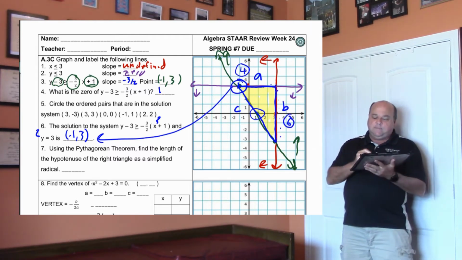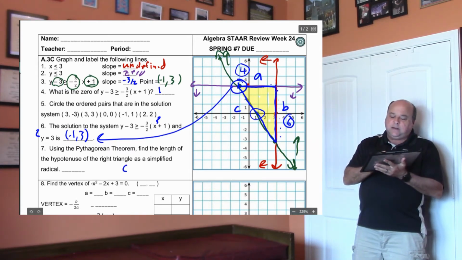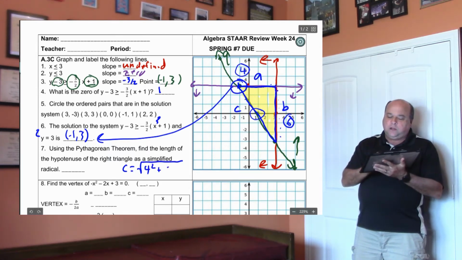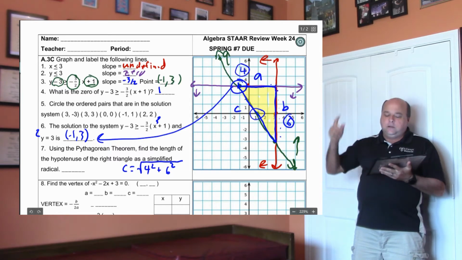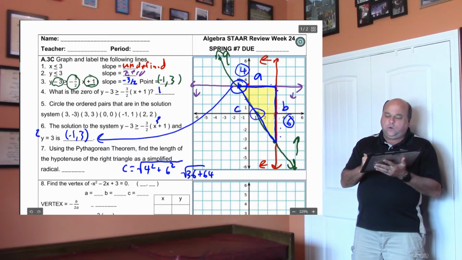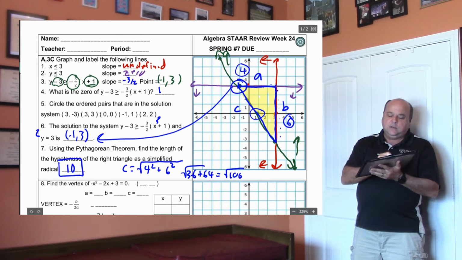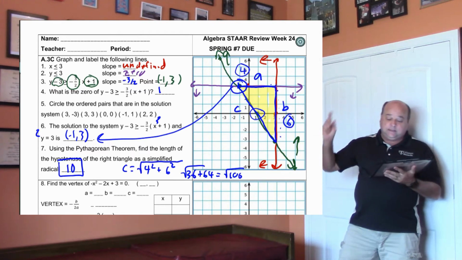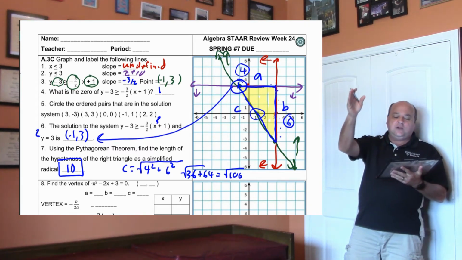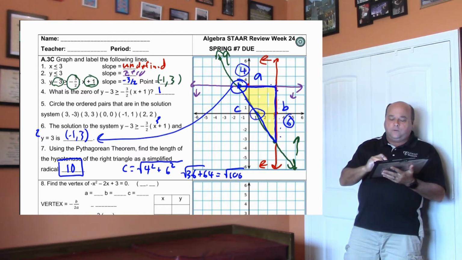So we need to find C. So A squared plus B squared equals C squared. The way I'm going to do this is I'm going to put C equals the square root, and then I'm going to do 4 squared plus 6 squared. So 4 times 4 is 36. 6 times 6 is 64. That's going to equal 100, and the square root of 100 is 10. So the length of the hypotenuse would be 10. So the only thing you have to do on number 5 is circle the ordered pairs that are in the triangle or on the triangle.